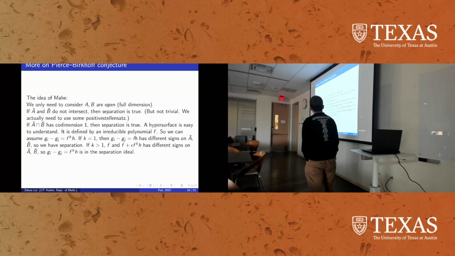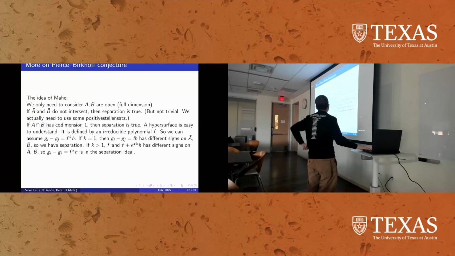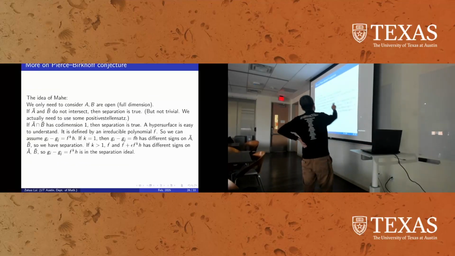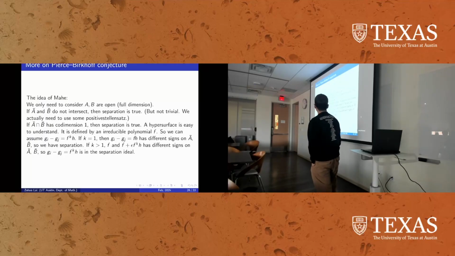Let me give you the proof of Marshall for the d equals 2 case. He proved that the Pierce-Birkhoff conjecture is true in dimension 2. The proof roughly goes as follows. We only need to consider the case where the two semi-algebraic sets are open. If they do not intersect, then the separating condition is satisfied. This comes from the Positivstellensatz in real algebraic geometry. It's already a hard thing to prove, but it's true.